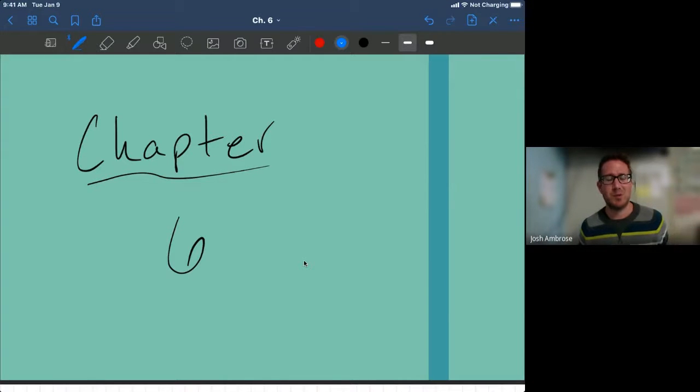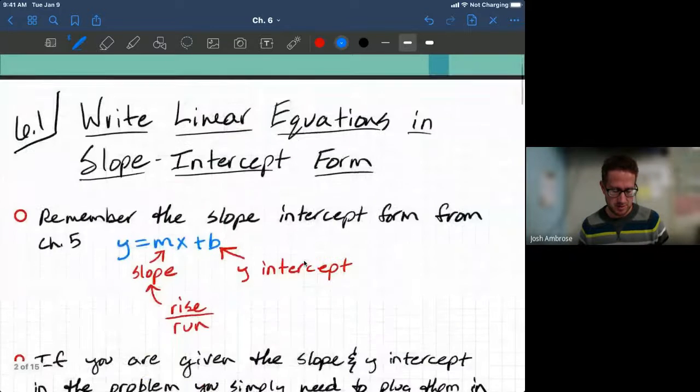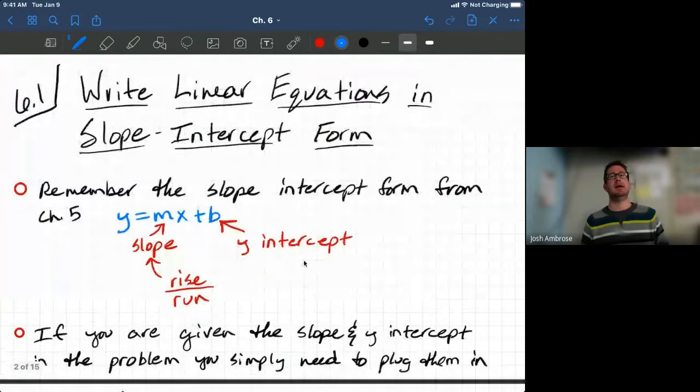All right, Algebra 1, here we go, guys. We are officially starting Chapter 6 today. So let's jump into it. Okay, here we go. Chapter 6, Section 1.